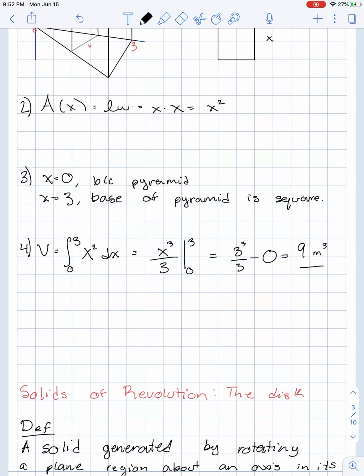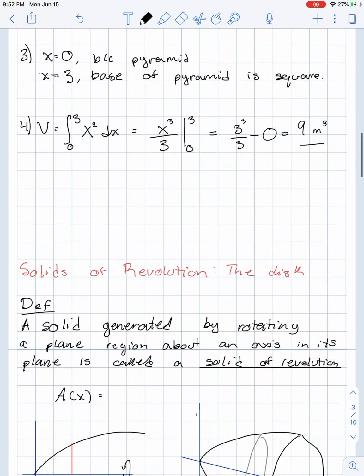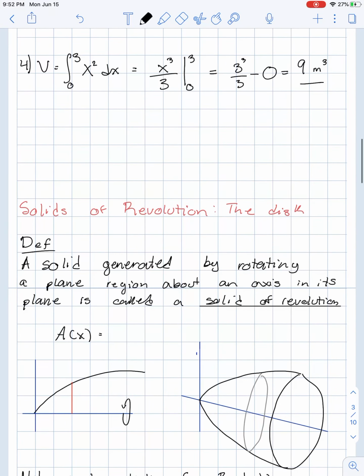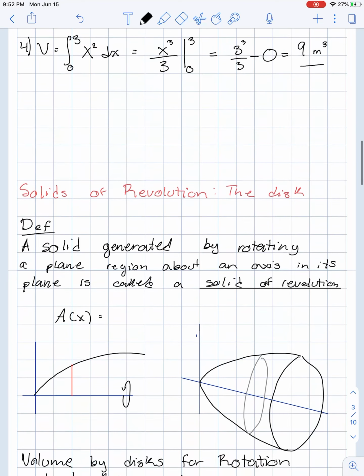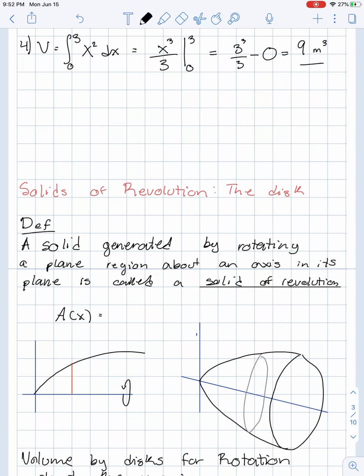Slicing by parallel planes isn't too common of a one. The next two are probably the more common ways to find the volume using the integral of the area. All right, so solids of revolution, the disk method, which I forgot that word.